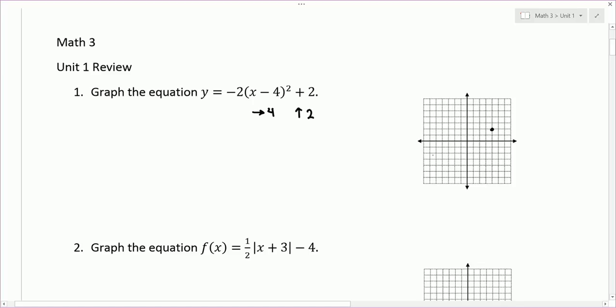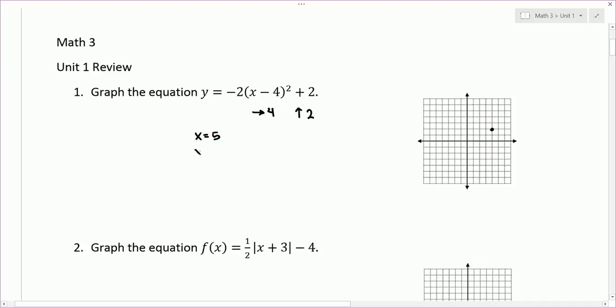We know that this graph is opening down because there's a negative out in front. That leading coefficient is negative, but we need some more points. In fact, it's good to come up with at least 3 points to graph this. And so I'm going to plug in another value. We have a value when x is 4, so let's plug in 5 for x and see what we get for y.